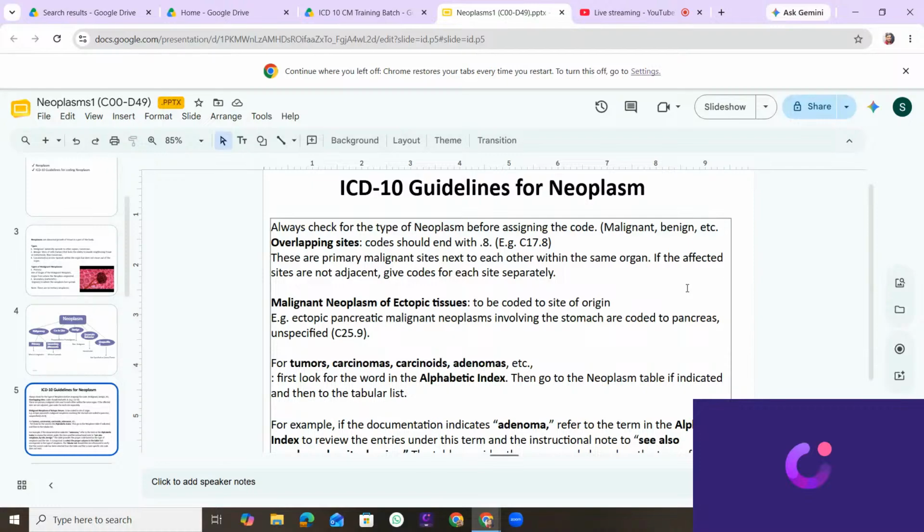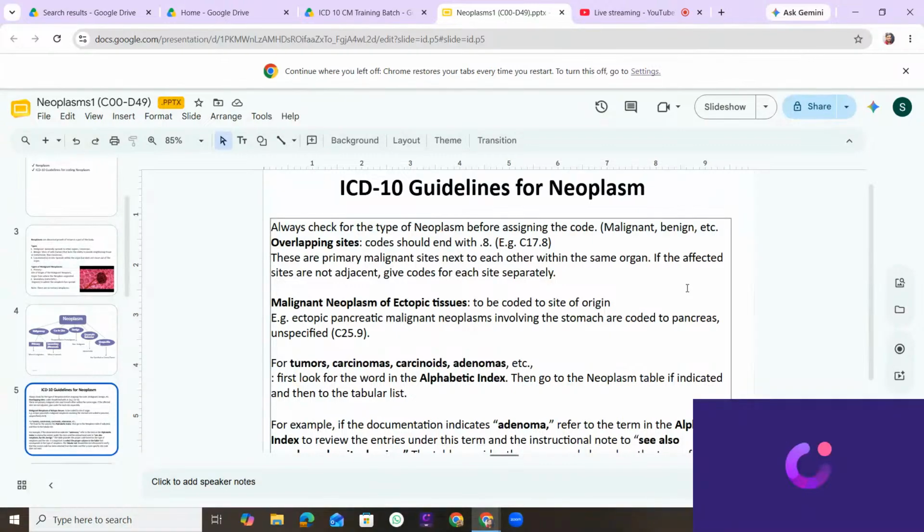What is the meaning of that? The primary malignant sites are next to each other within the same organ. Like two organs are merged together and you cannot identify which is the correct code. At that time you need to code both. If the affected sites are not adjacent, give the code for each site separately.